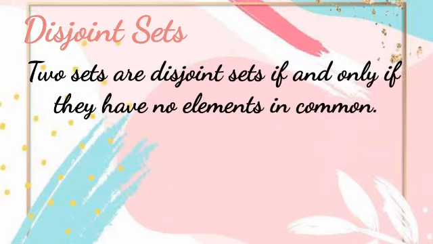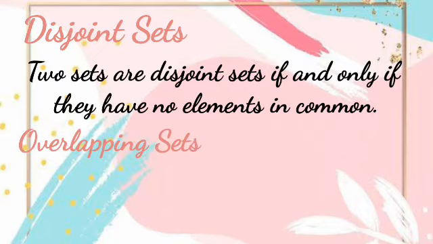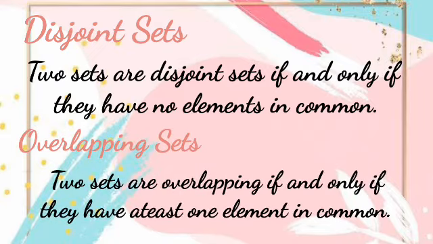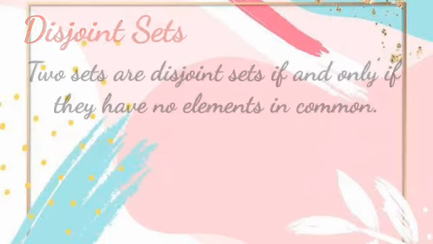Next, let's have the difference between disjoint set and overlapping set. Disjoint set is that 2 sets are disjoint if and only if they have no elements in common. Ibig sabihin, yung dalawang set ay walang pagkakaparehas. While overlapping set, 2 sets are overlapping if and only if they have at least one element in common. Ibig sabihin, the 2 sets are overlapping kapag meron silang pagkakaparehas kahit isa lang. At least one, which means one or more.